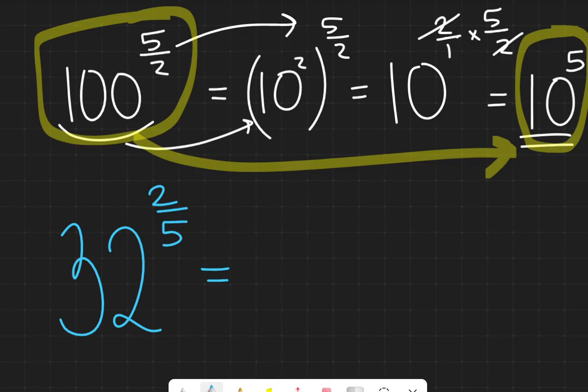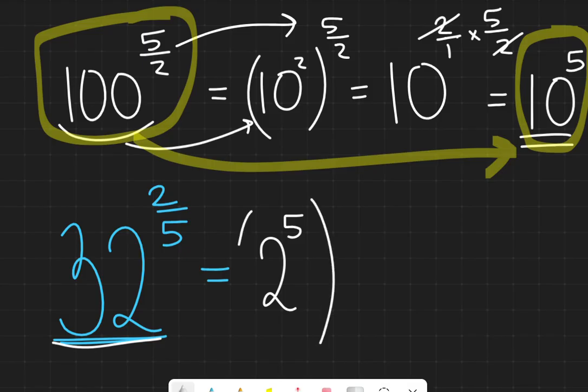Alright, if we pause the video and you have the answer, let us solve it here together and then you can compare if you have the same answer. 32, we know that can be written as 2 to the power of 5 because it's 2 times 2 times 2 times 2 times 2, which is 2 to the power of 5. But then don't forget we copy the exponent, we copy 2 over 5.